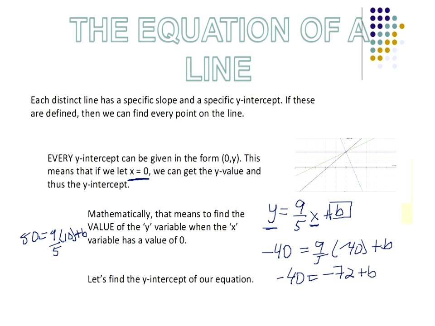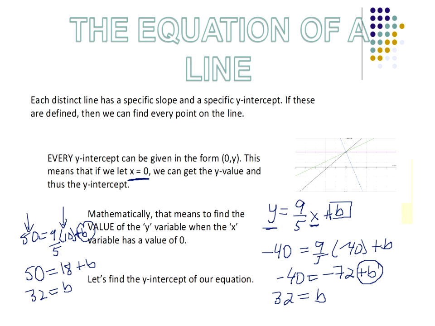I'm going to undo what's being done to b, so I'm going to add 72 to both sides, and I'll get 32. Over here I have 10 divided by 5 is 2, times 9 is 18. Now I'll subtract 18 from both sides, and again I get b equals 32. It doesn't matter which point I pick, but if I'm trying to find the b value, I need to know an x and a y. When I do, I can solve this.